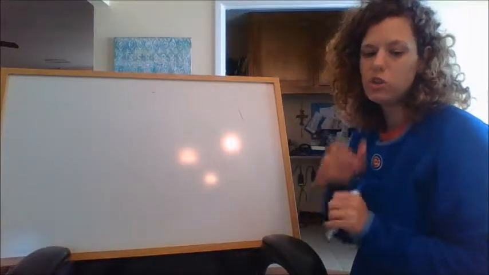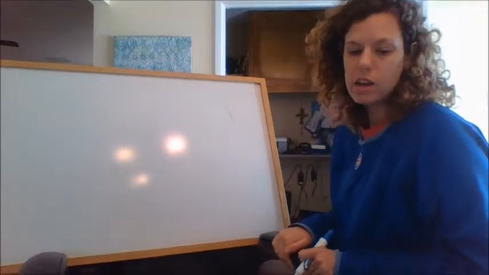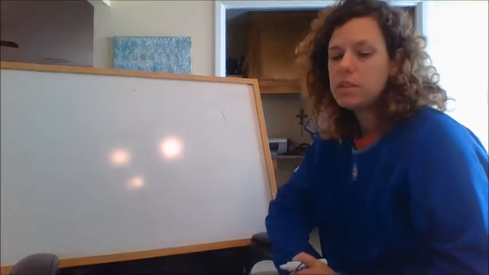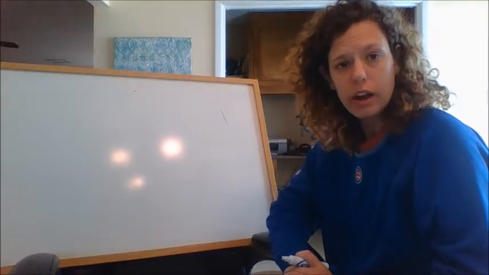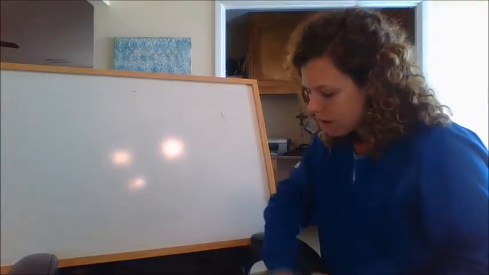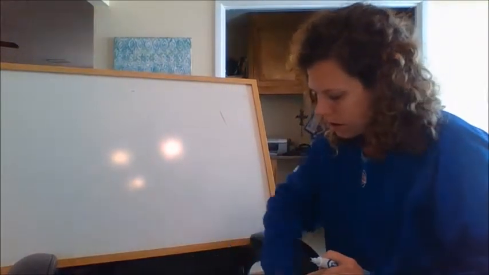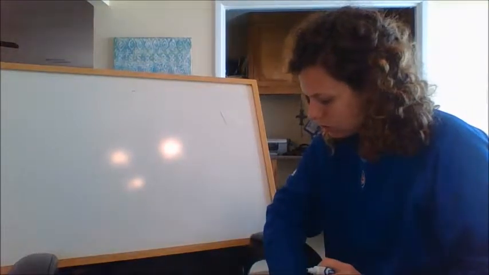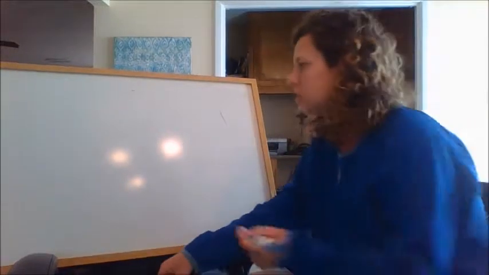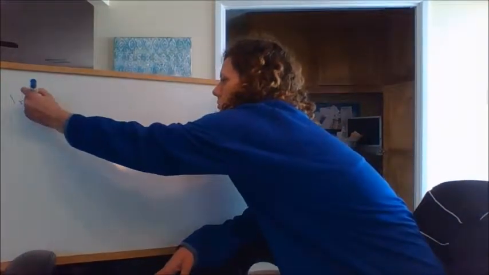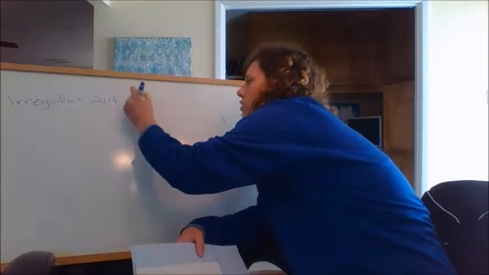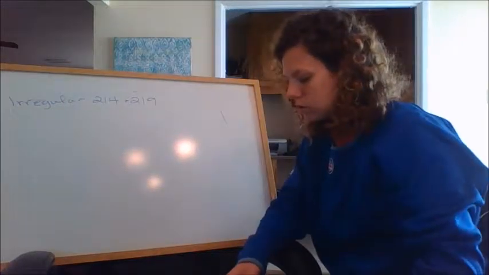Test 8, Spanish 2. Part 1 is going to be form the past participle of the following verbs. This is going to be a mix of regular and irregular past participles. The past participles are on page 214 and 219 in your textbook, so please go back and look at those.